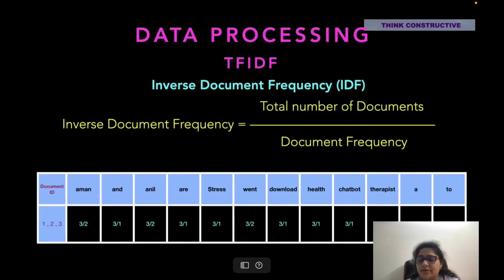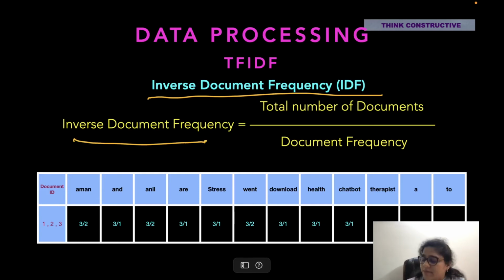So now after understanding document frequency, we can inverse that, right? And call it inverse document frequency, that is IDF. We need to reverse the document frequency, inverse that and call it inverse document frequency. So what is the formula for that? Inverse document frequency is the total number of documents divided by document frequency.